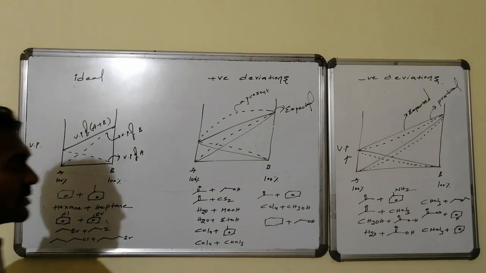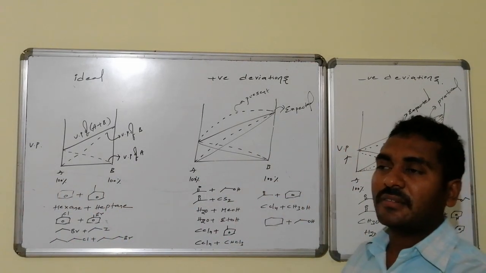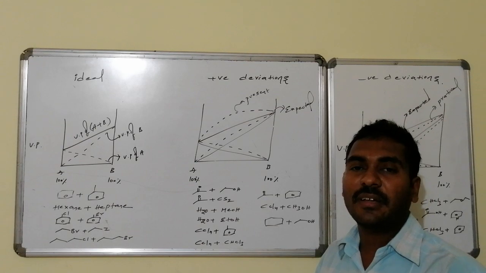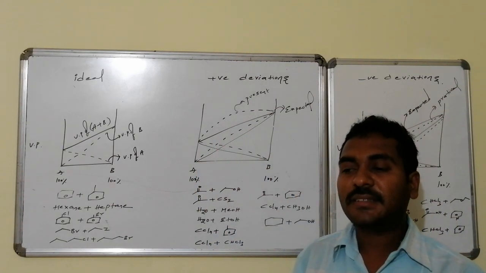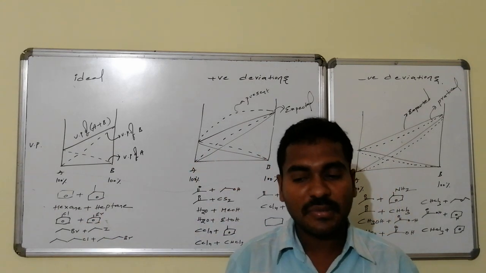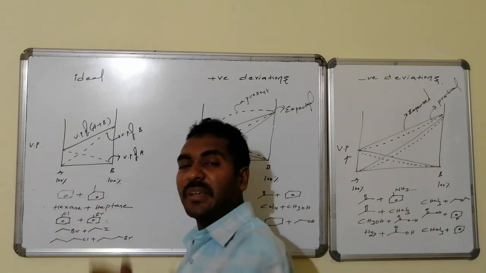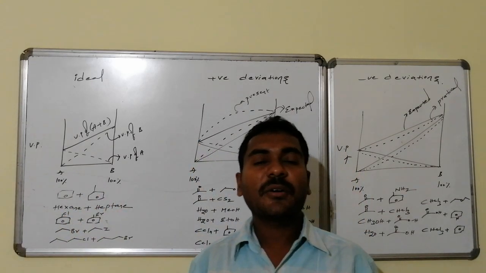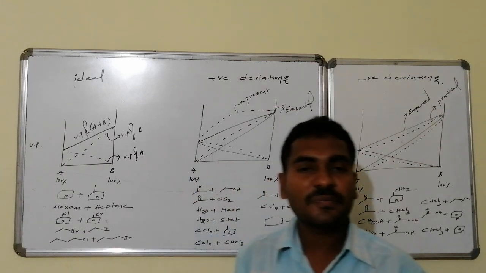Yes, examples for each particular category. Ideal solutions: benzene and toluene. Benzene's molecular interaction strength and toluene's molecular interaction strength will be the same in all aspects. Therefore, in this case of mixing, you can't find any heat liberation or heat absorption. That's why delta H is equal to 0.